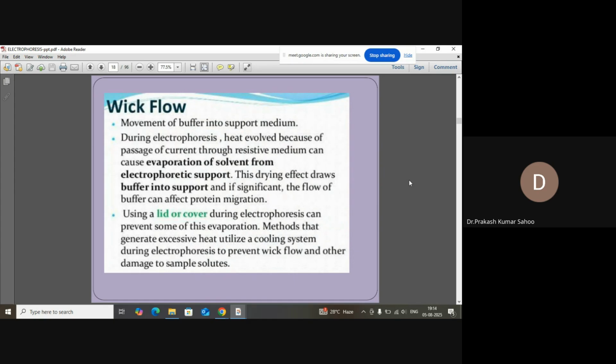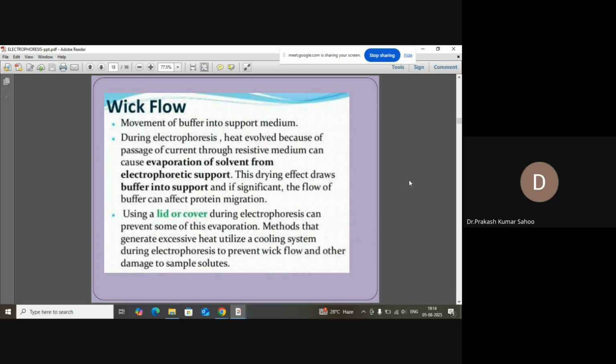So movement of buffer into the support medium occurs during electrophoresis. Heat evolved because of passage of current through a resistive medium can cause evaporation of solvent from the electrophoretic support.